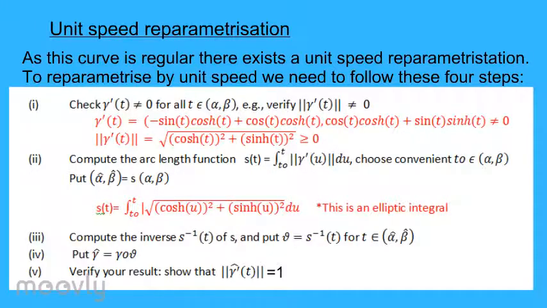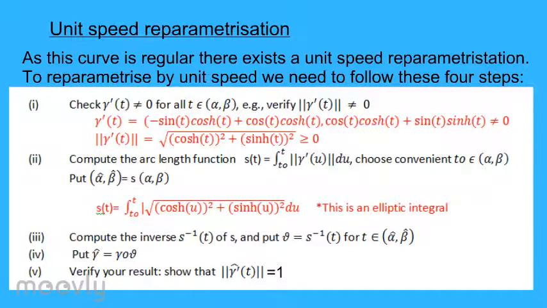Unit speed reparameterization. As this curve is regular, there exists a unit speed reparameterization. To reparameterize by unit speed, we need to do the following four steps. First, checking gamma prime of t is not equal to 0 for all t which is an element of alpha beta. For example, verifying the length of gamma prime of t is not equal to 0. Below is our example of this.